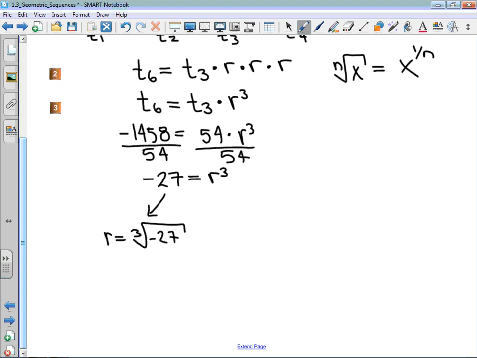That's fine. That'll work every time. We get that r is equal to negative 3, the cube root of negative 27. The other way of doing this, and I think this is better if you plan on taking calculus at one point, is what we're actually looking to do is get r to the power of 1 on a side.